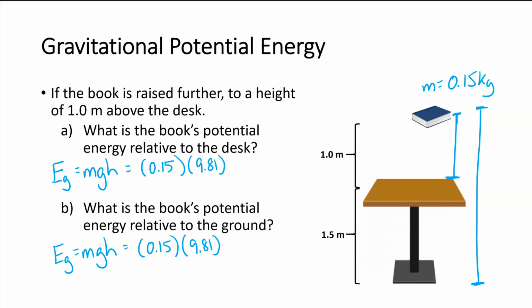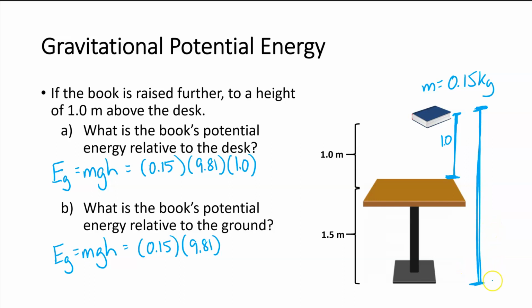But what about the height? Okay, now the height in part A says, what's the height of the book relative to the desk? So where the book is to where the desktop is, that height is 1 meter, or 1.0 meters. So that's the height we'll put in for part A. But for part B, we're looking at where the book is relative to the ground. So what's the height from where the book is all the way to the ground?